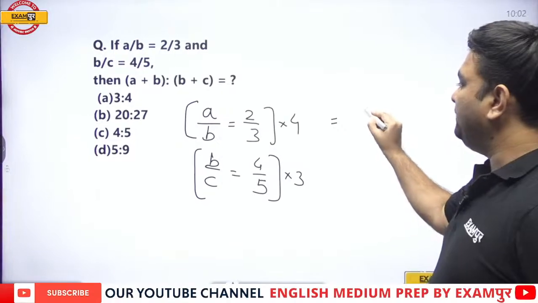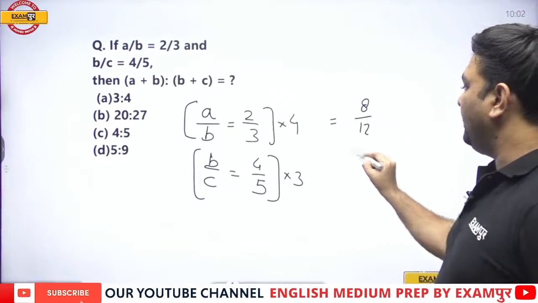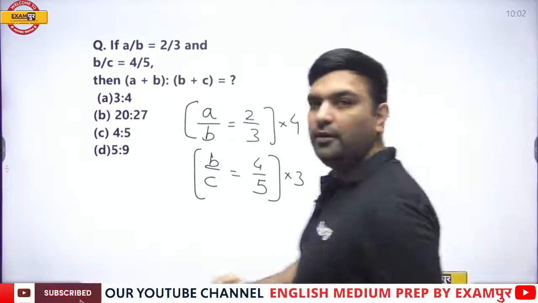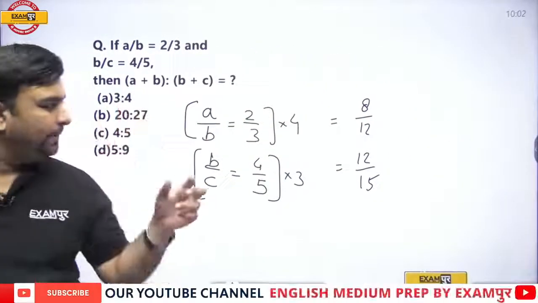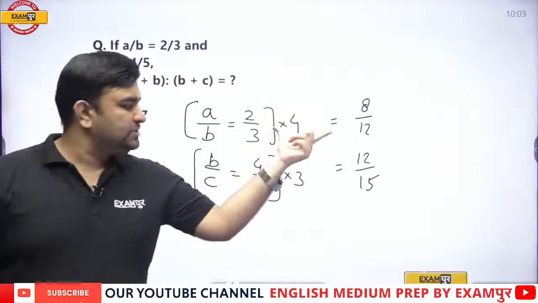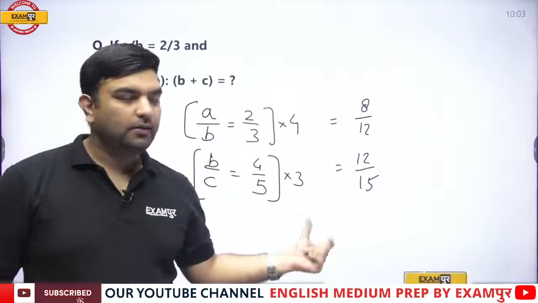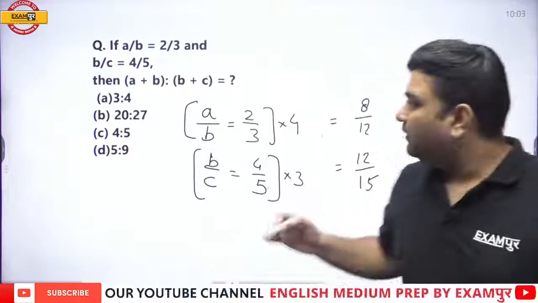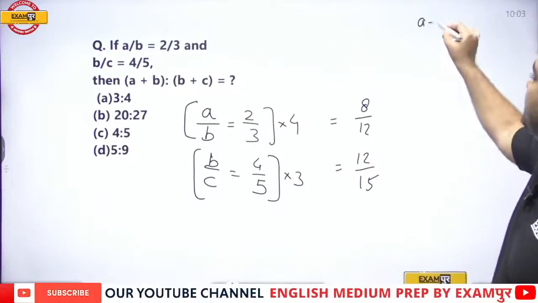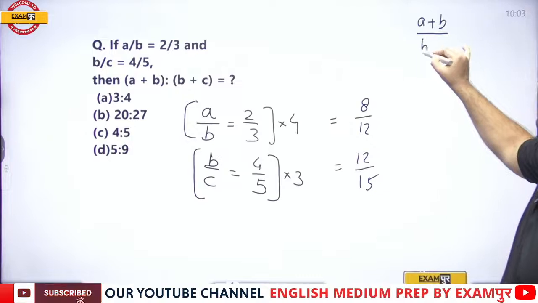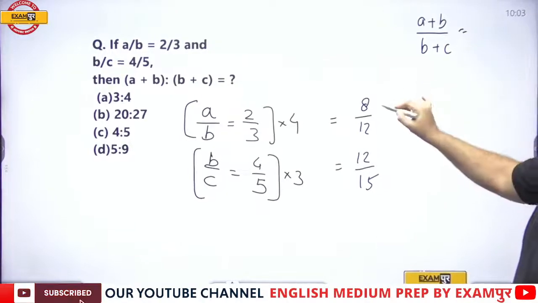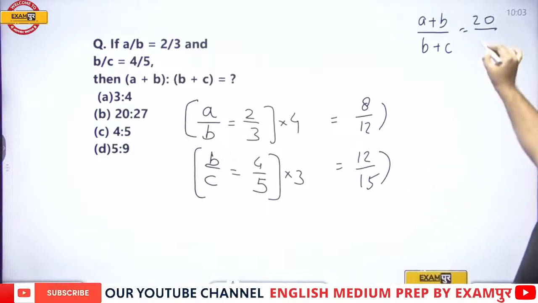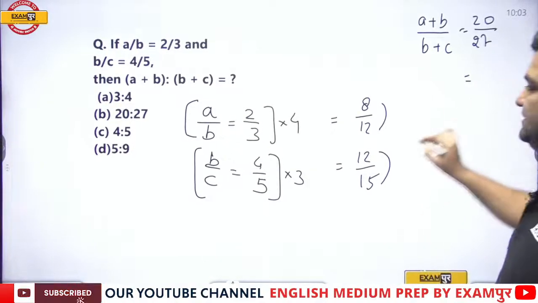So A upon B is 8 by 12 and B upon C is 12 by 15. Now they are balanced. A is 8, B is 12, C is 15. Okay. So what is A plus B? They are asking A plus B plus B plus C. Okay. So A plus B is 20 and B plus C is 27. Answer.